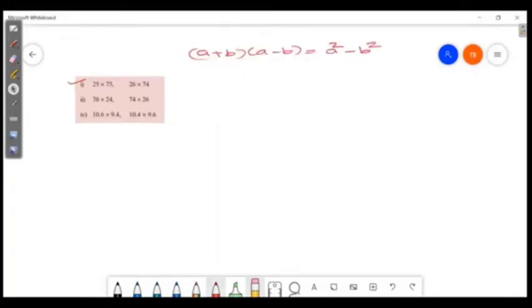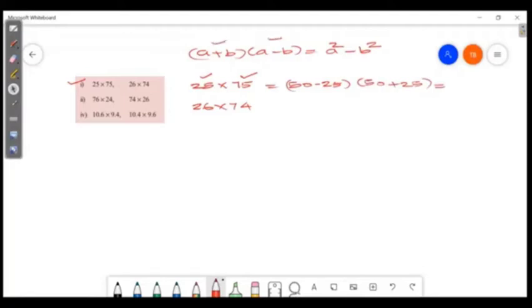First we want to find the product. For that, we are using the identity a plus b into a minus b is equal to a square minus b square. From the first question, 25 into 75, 26 into 74, which one is the larger product? That is a question. So, we can write 25 as 50 minus 25 and 75 as 50 plus 25. Isn't it? That is a minus b into a plus b form.